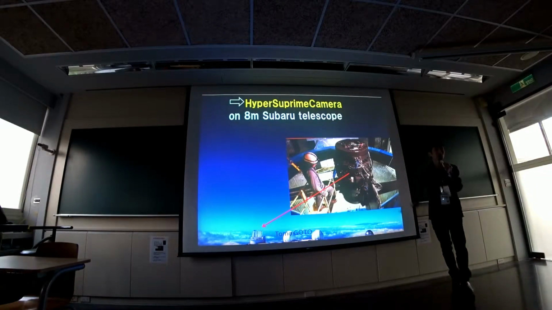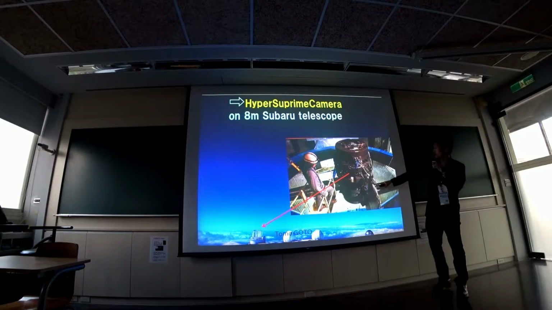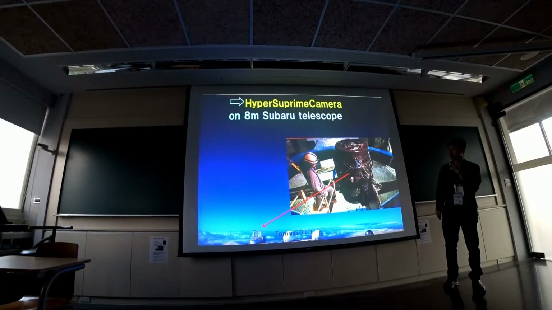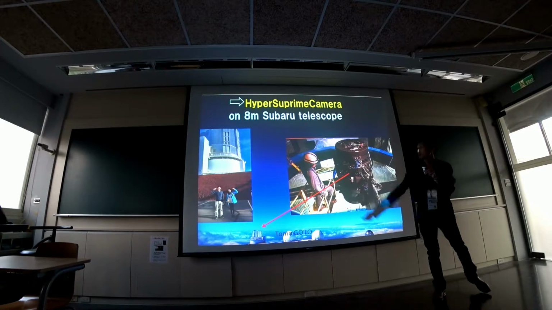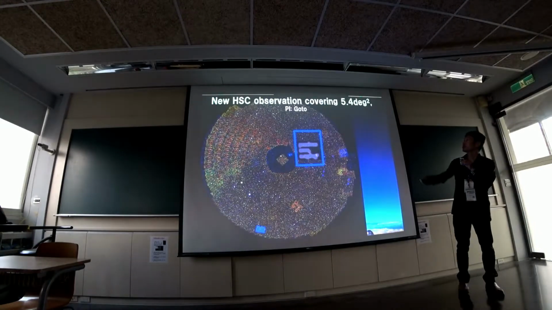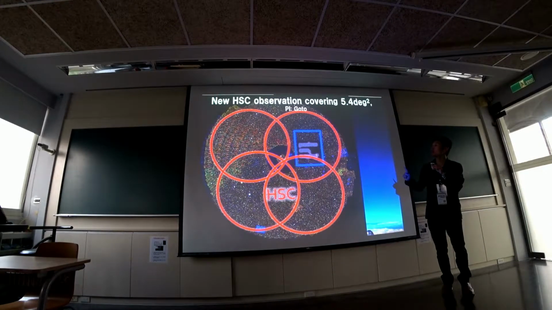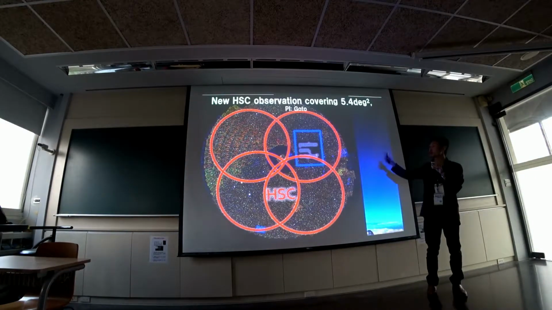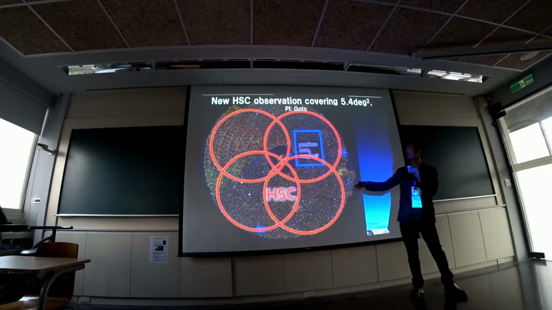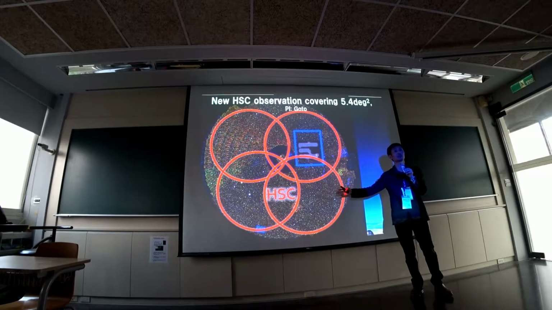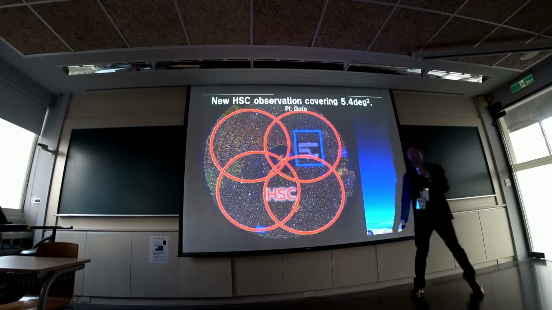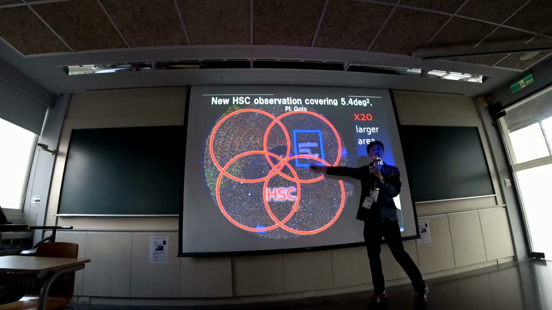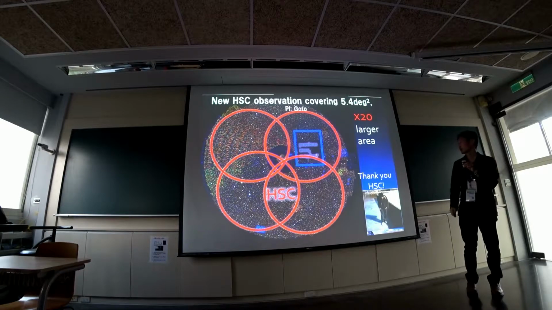The situation changed with the new Hyper Suprime-Cam. This is the new Hyper Suprime-Cam, which has a 0.75 degree field of view. This is my student having fun in Hawaii. And then using this Hyper Suprime-Cam, we covered the whole 5.4 square degrees with deep optical coverage. So now we can finally use the whole AKARI NEP field data. That's the new point in this paper. Okay, so the area is 20 times larger than our previous work, so we don't suffer cosmic variance anymore.